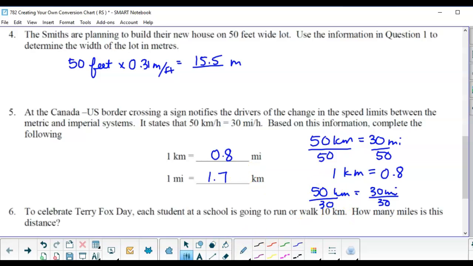Oh, I just made a mistake there. Just realized 30 over 50 is 0.6. Got to know my fractions.